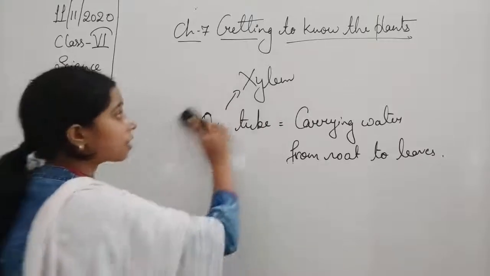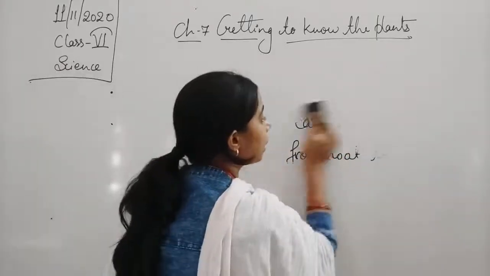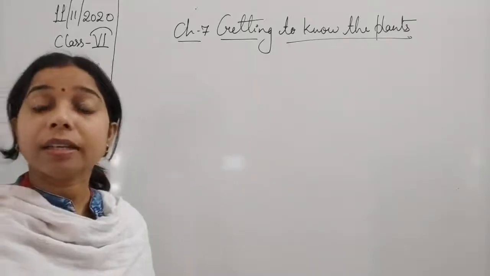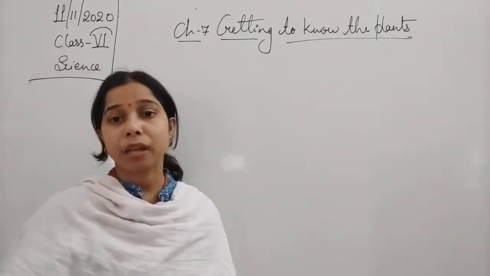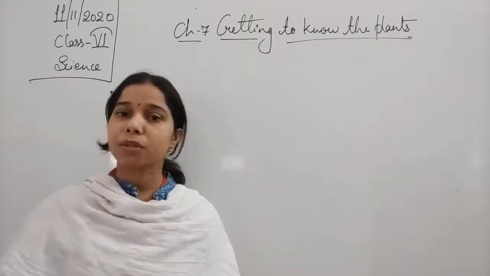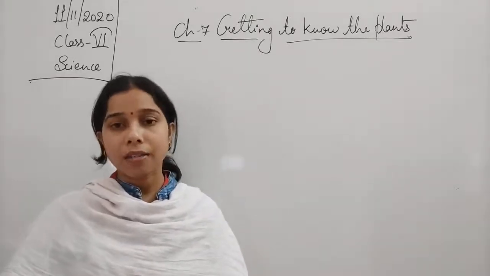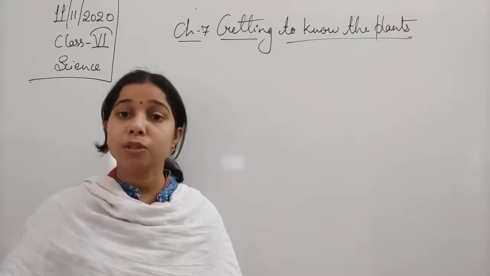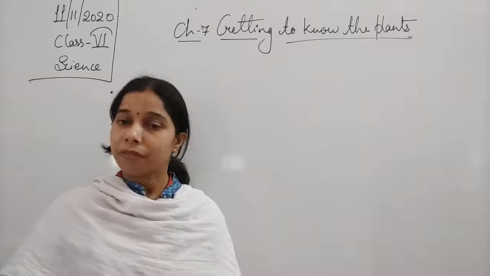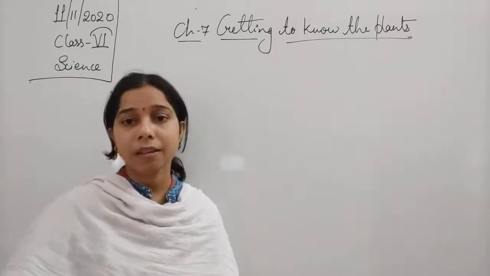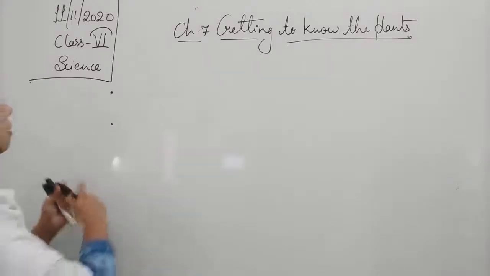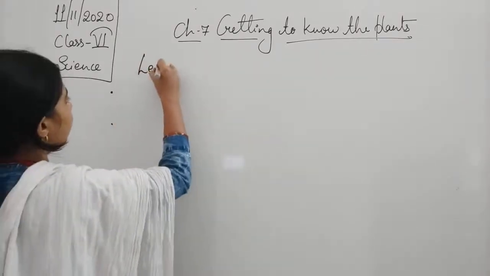So whenever the question is asked, which tube carries the water and minerals from the roots to the leaves, you will say it is the xylem. And phloem is the tube which carries the food from the leaves to the different parts. One carries water and minerals, the other carries food. Now we will move to the next one, students, and that is the leaf.